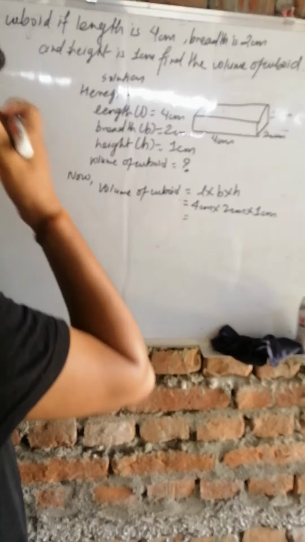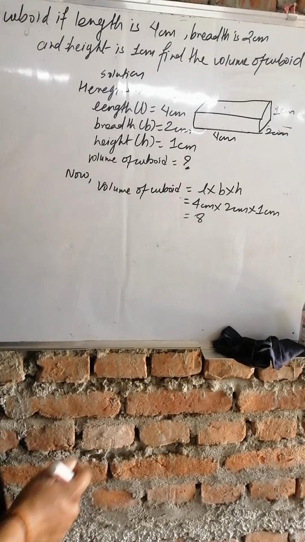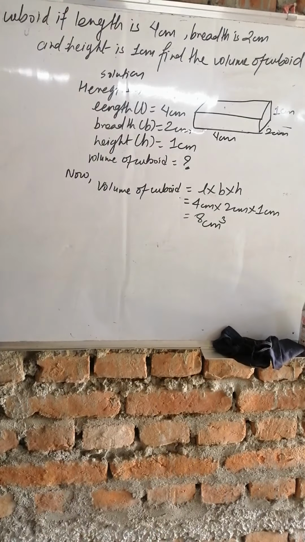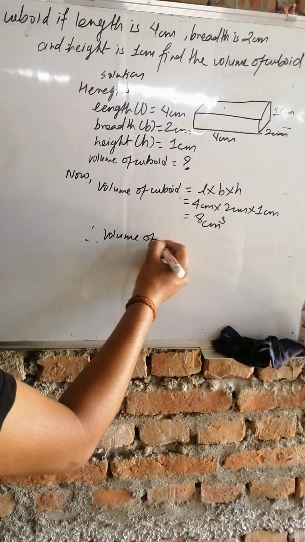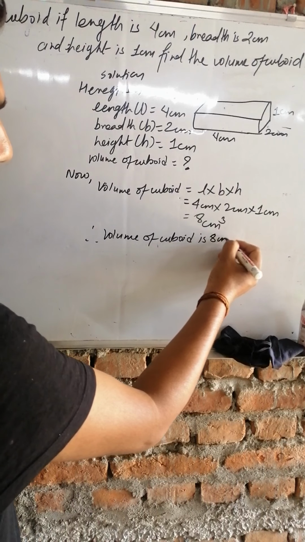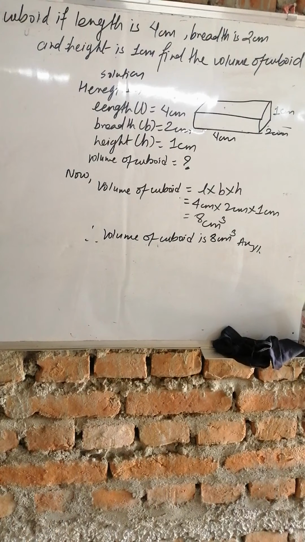So in this you can find: multiply 4 by 2 is 8, 8 times 1 is 8 centimeter into centimeter, square. Centimeter square into centimeter is centimeter cube. In this way we can find the volume of cuboid. Therefore, volume of cuboid is 8 centimeter cube. Answer. In this way we can find the volume of cuboid.